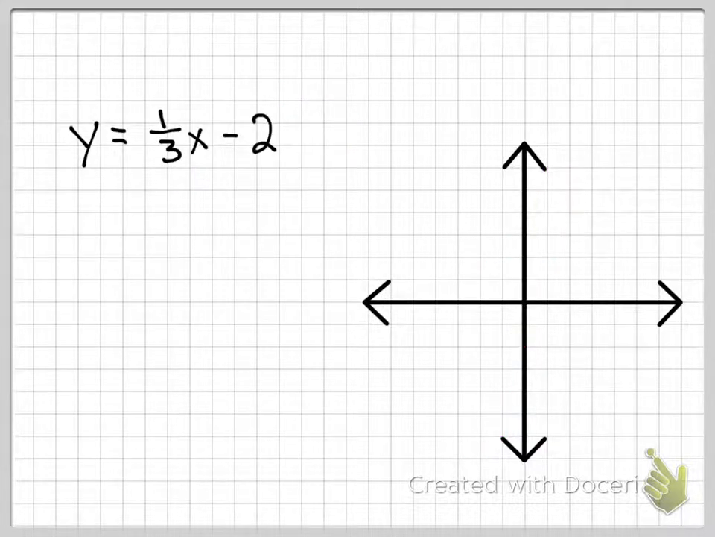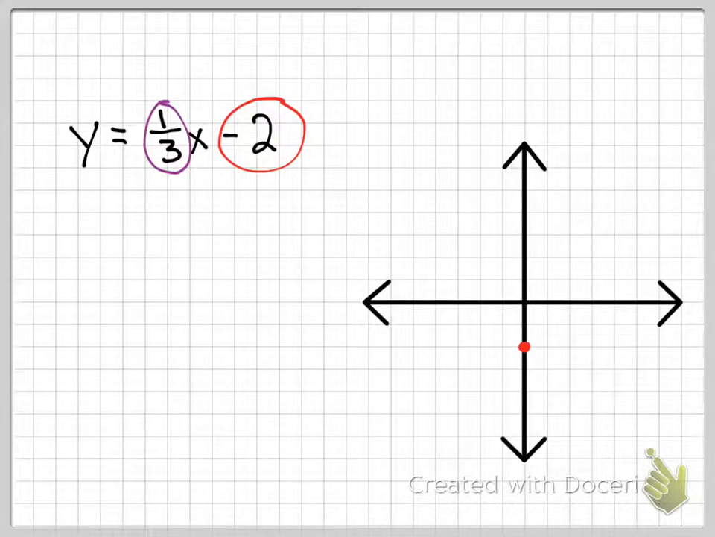Okay, now I have y equals 1/3 x minus 2. So I'm going to do the same thing. I'm going to look at my y-intercept. Where is my graph going to cross? In this case, it's going to cross at -2. So my line is going to cross the y-axis at -2. I need to put my first point at y equals -2, and then I'm going to use my slope to get the rest of my points.